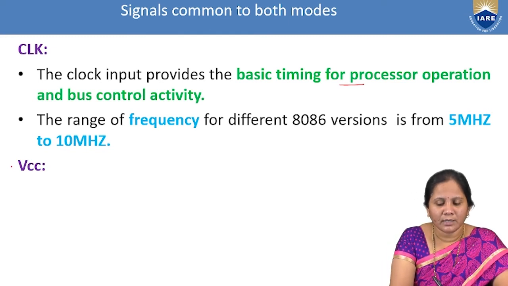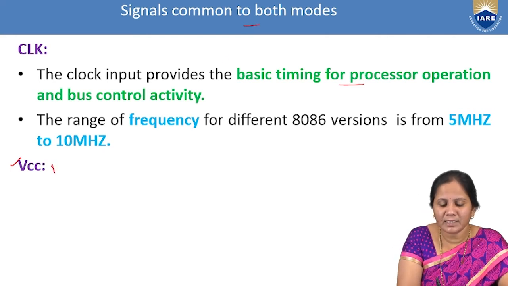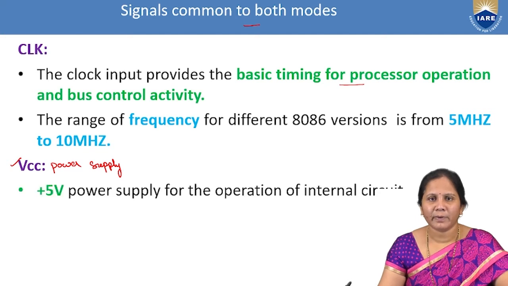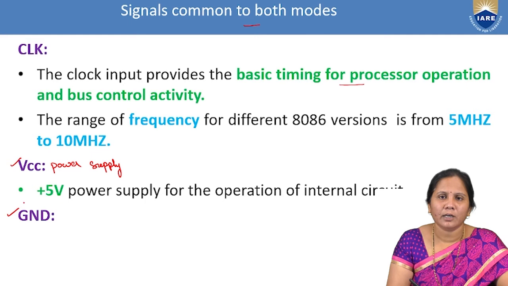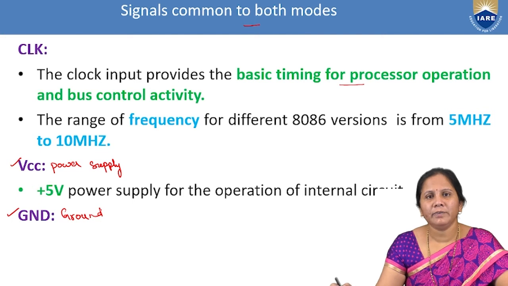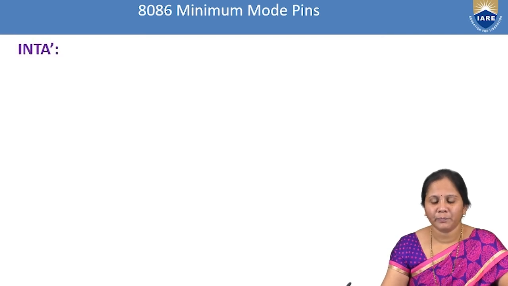Now, the next common signal is VCC. VCC represents the power supply signal. Generally the microprocessor requires a plus 5 volt power supply, that too DC power supply only, for the internal circuit operation. And the next signal is ground. In the 8086 microprocessor, generally we have 2 ground signals, not 1. 2 ground signals in order to cancel the noise, and it is the ground for the internal circuit.